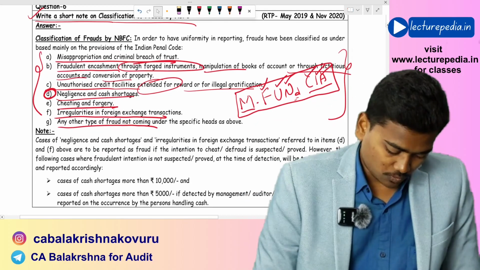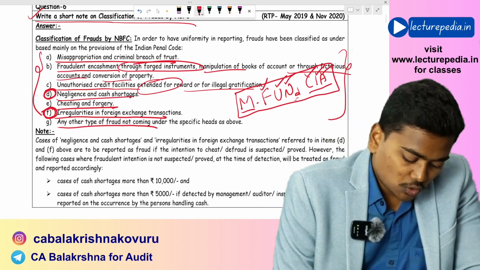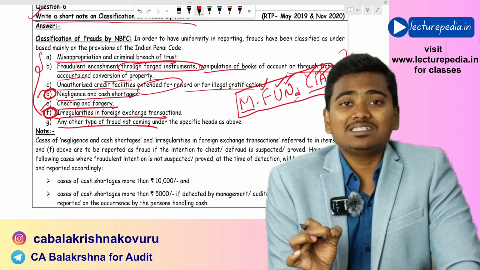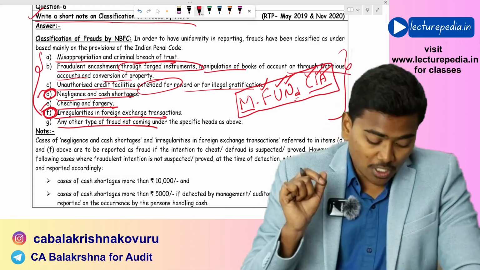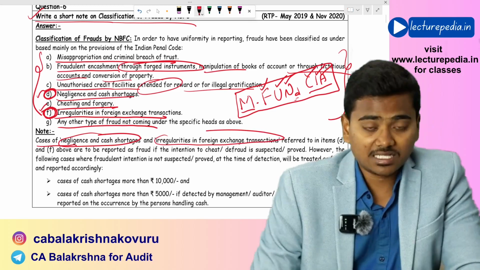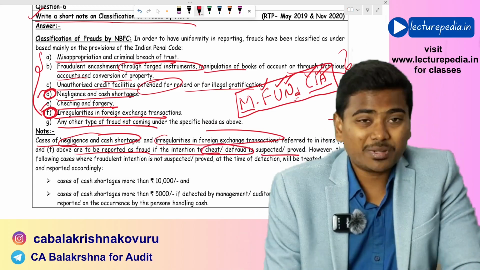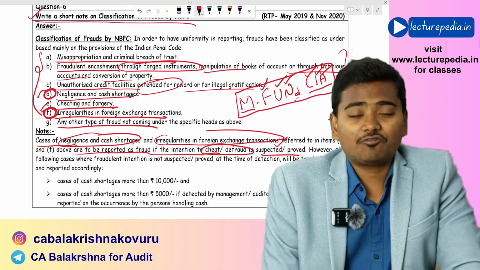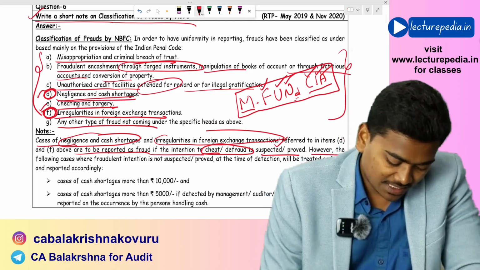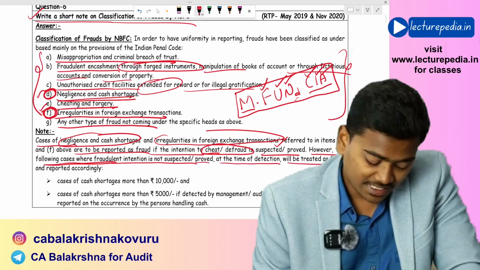Now with respect to negligence in cash shortages and irregularities in foreign exchange transactions, these two have to be reported as fraud only if the fraudulent intention is identified at the time of identification. Only then you need to report this, otherwise you need not report. Cases of negligence and cash shortages and irregularities in foreign exchange transactions are to be reported as fraud if the intention to cheat or defraud is suspected or proved. However, with respect to negligence and cash shortages, the following cases where fraudulent intention is not suspected or proved at the time of detection will be treated as fraud and reported accordingly.